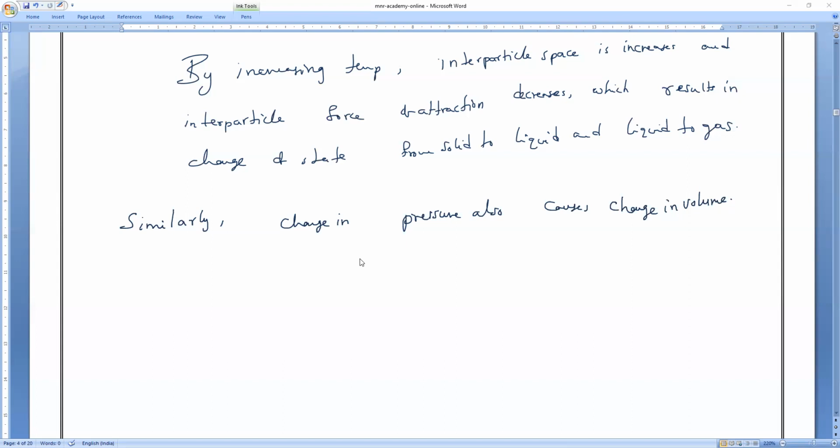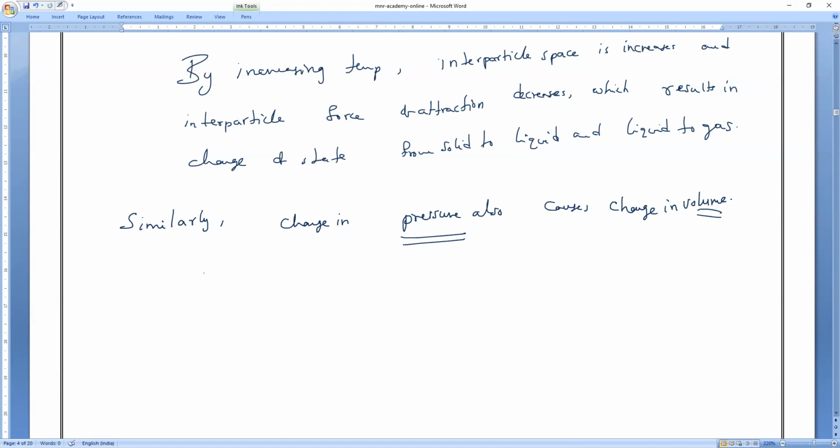Only whom can we compress more? Everybody. Gas. Sir, gases. Solids and liquids have negligible compressibility. So whatever we are discussing about pressure, we'll discuss only for gases. That's fine. But commonly we are saying, change in pressure also causes change in volume.